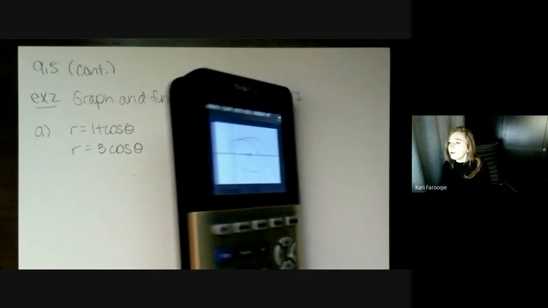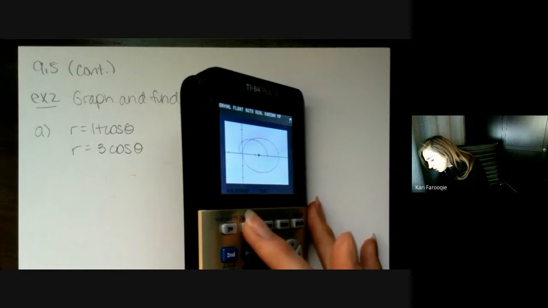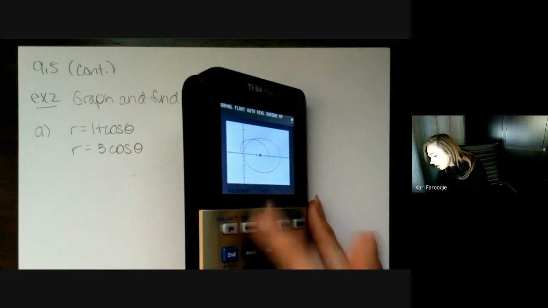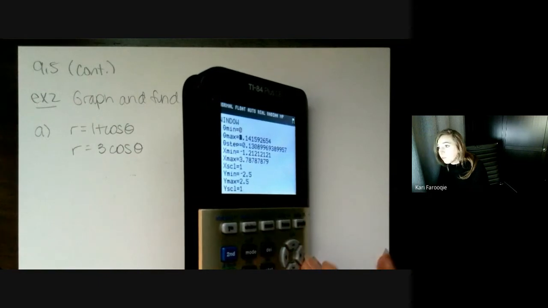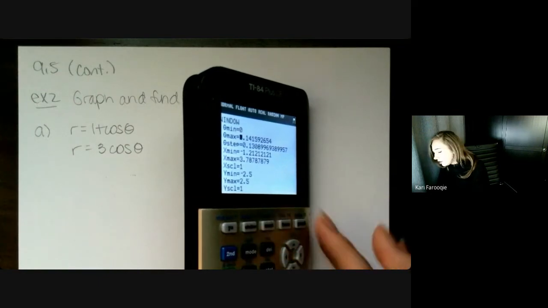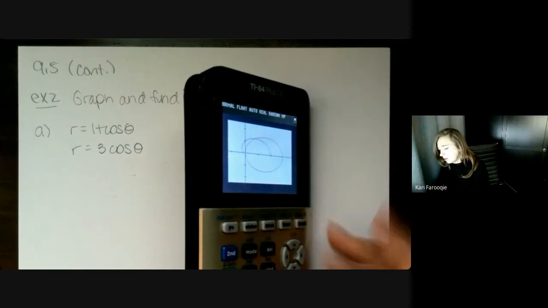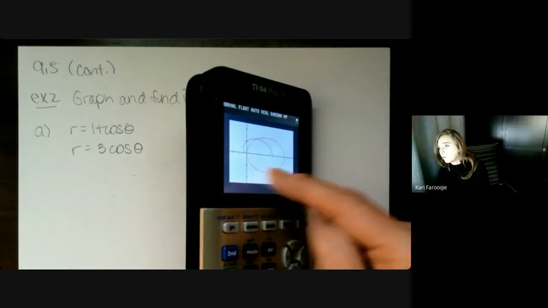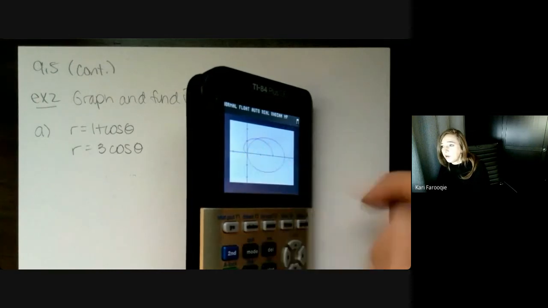Now, mine probably looks a little different because my boundaries for my window might be a little different. So if I go to my window, note that my max right now is set to pi, not 2 pi. Now, that was fine for when I was graphing the circle 3 cosine theta. I know it doesn't look like a circle, it looks like an oval. But that was not okay when I was graphing this cardioid because it only graphed half.